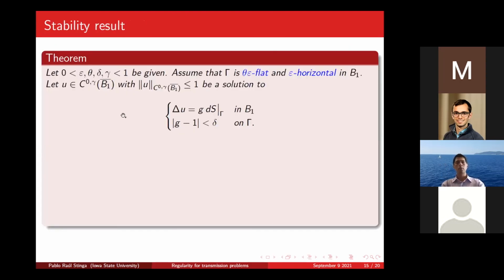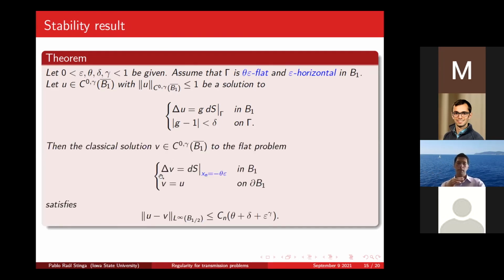Now we have the solution to the transmission problem: the Laplacian of u is a singular measure on gamma, and say now that g is close to 1. Because remember, if g is 0, then this is a harmonic function. The Laplacian of u is 0, so nothing to prove. So the significant case for the transmission problem is g non-zero, say 1. So if g is close to 1, what should happen? The solution to the flat problem with g equals 1, so I'm looking at the plane minus theta epsilon, and gamma is a little bit above, with the same boundary values u, that should be close, and it is close, to v.